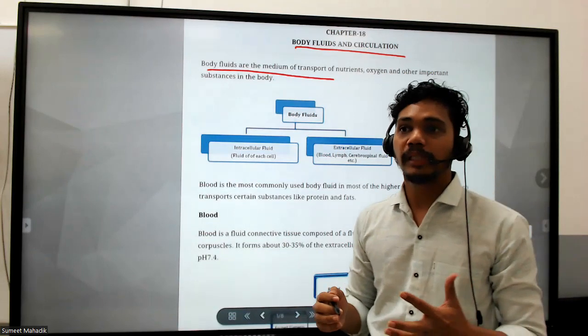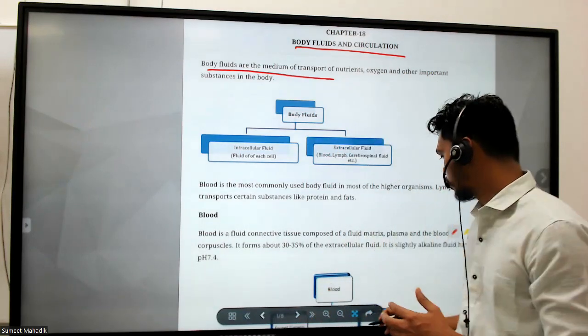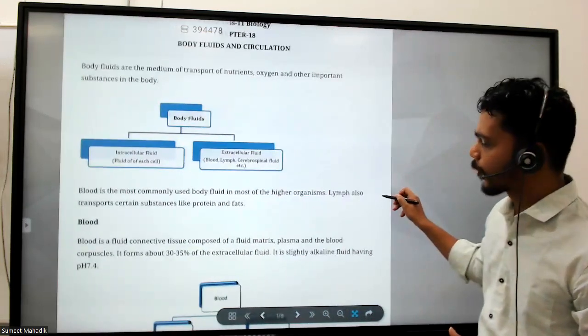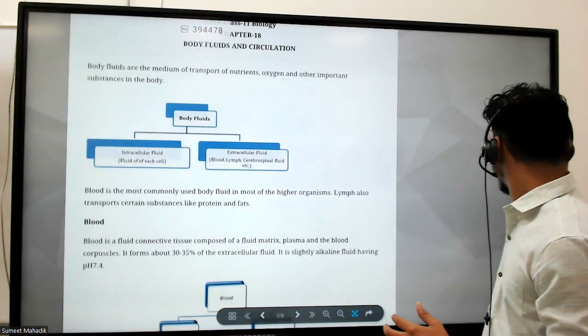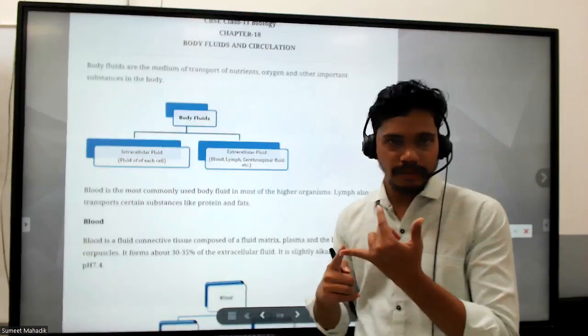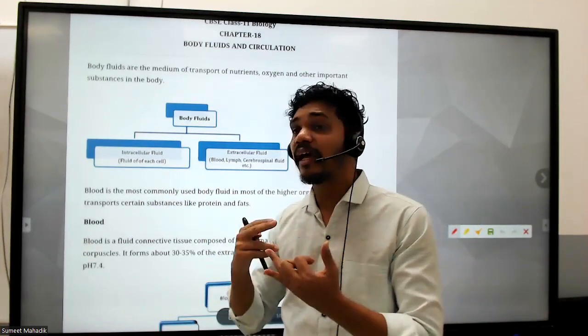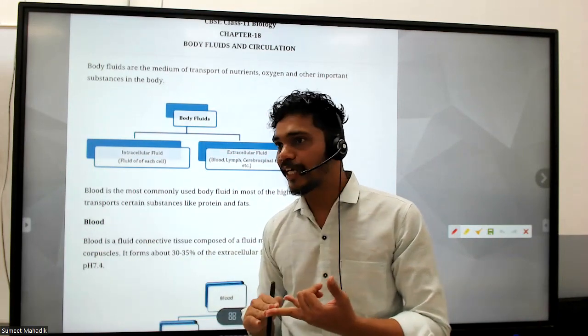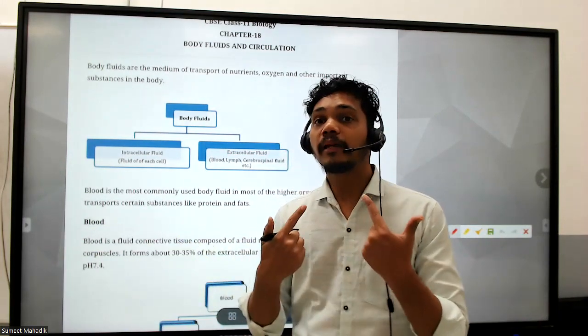So what are they actually? Medium of transport. What do you mean by transport? In case of blood, what is happening? Tell me. Exchange of the gases, that is oxygen and carbon dioxide, exchange of the food, and removal of waste will be there. When we take a breath, what is going to happen?